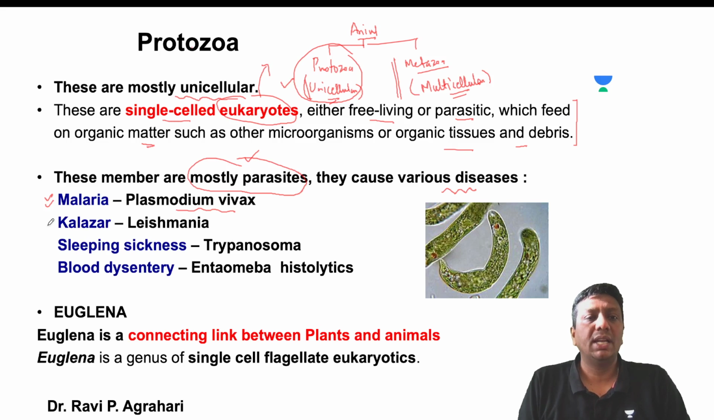The next example is Kala-azar. Kala-azar is caused by Leishmania. Sleeping sickness is caused by Trypanosoma. Blood dysentery is caused by a protozoan, for example Entamoeba histolytica. So these are all examples of protozoans.